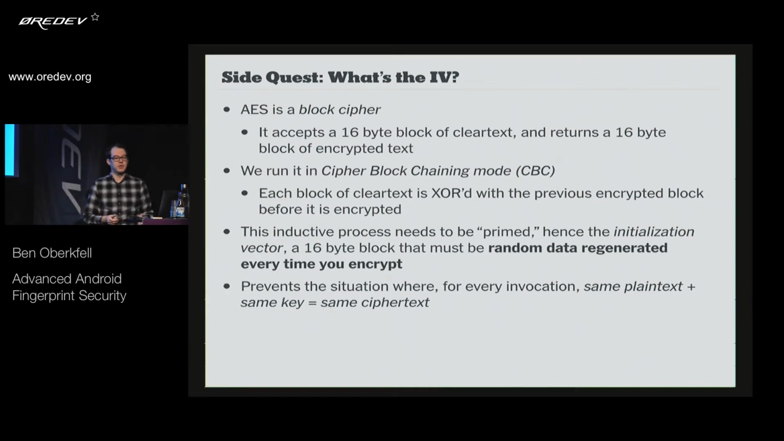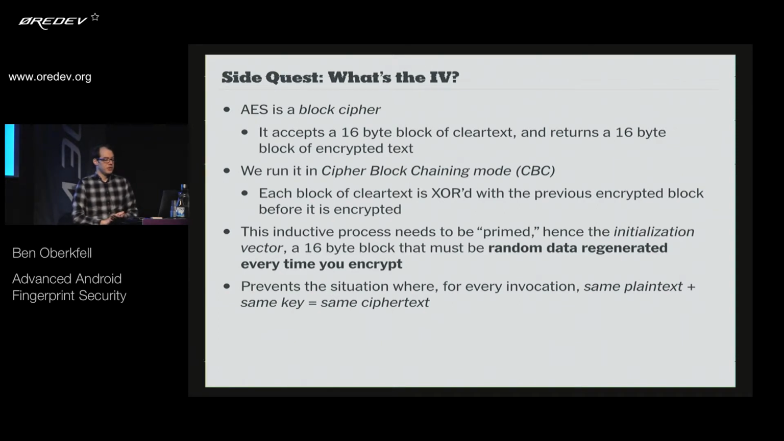So AES, the Advanced Encryption Standard, is a block cipher. It takes in 16 bytes of clear text and gives you back 16 bytes of encrypted text. Now we run this in cipher block chaining mode, hashtag blockchain. So each block of clear text is exclusive ORed with the previous block before it gets encrypted. And so the idea here is that you have an inductive process from A to Z, so that if I have repetitive values in my plain text stream, they don't become repetitive values in the crypto stream.